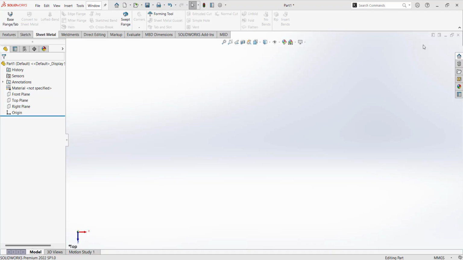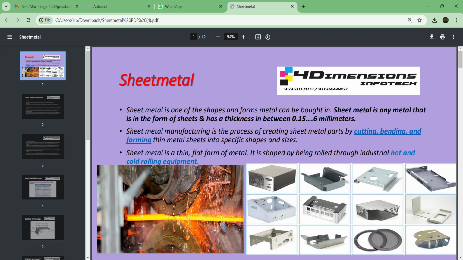So hello everyone, we are going to start with sheet metal today. For that we are going to see some theory before starting the sheet metal in SolidWorks. So I have some theory here. We'll go through this theory so as to understand what commands we are going to see and what reference points we are going to need there for executing the commands.